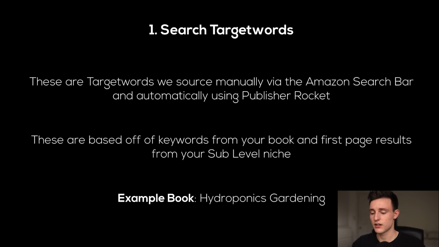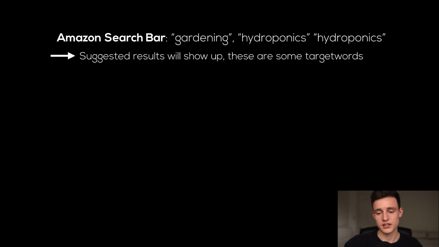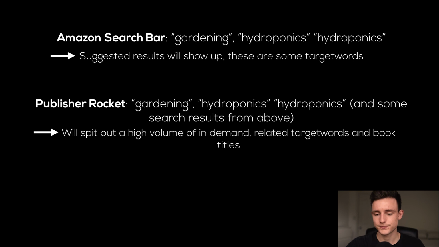For the sake of using an example for this entire video, I'm using the keyword hydroponics gardening, just to give you an example when I'm showing you in the tutorials. And by the way, I'm going to be showing you how to do all of this at the end, so don't worry, I'm just going over things right now. When we're using the Amazon search bar, we're going to be typing things in like gardening, hydroponics, and hydroponic, without an S. This is going to give you suggested results. When you type them in and press spacebar, it's going to show like 10 results underneath the spacebar that you can add into your target word list, which I'll show you in a second.